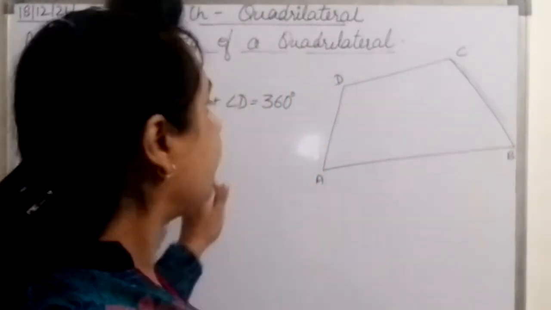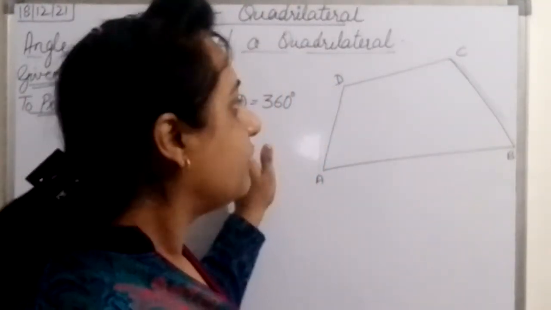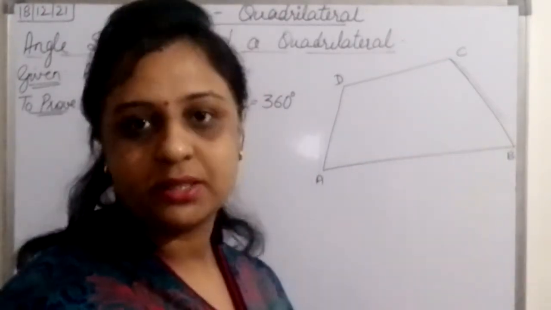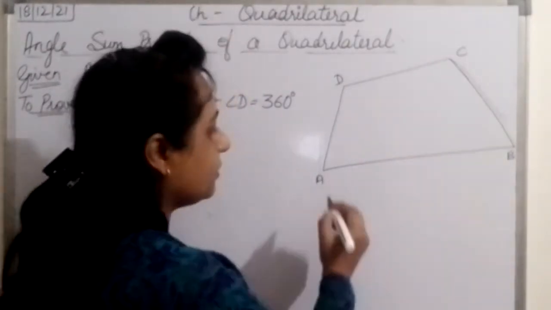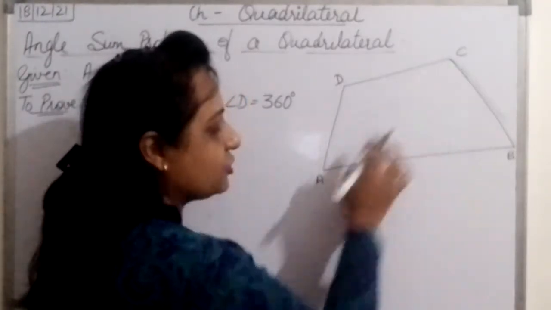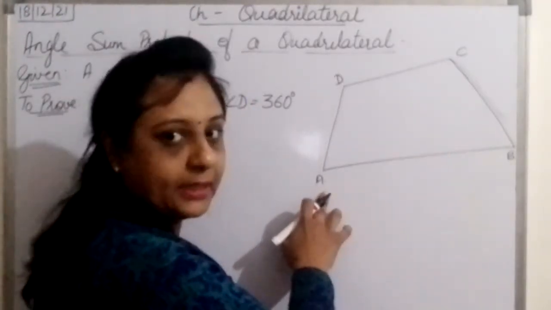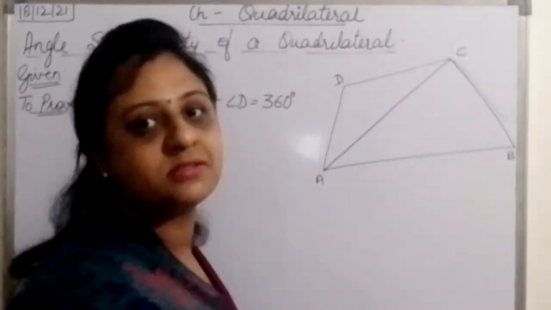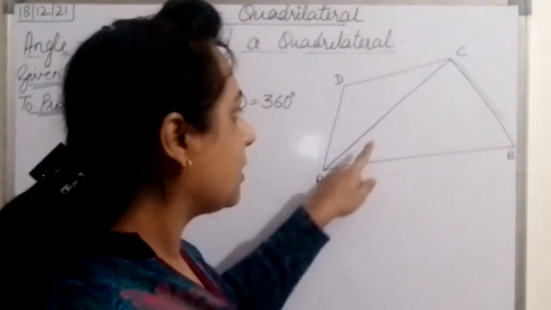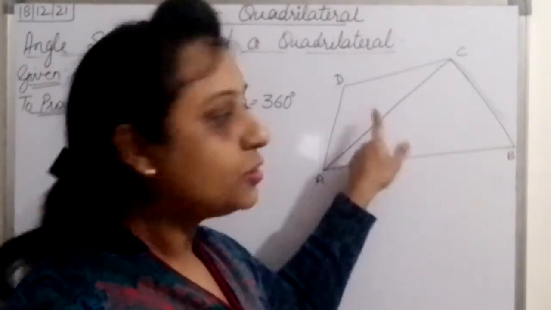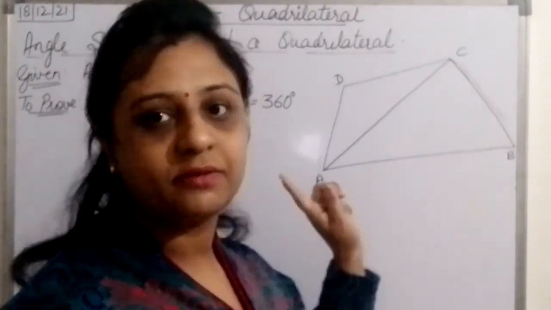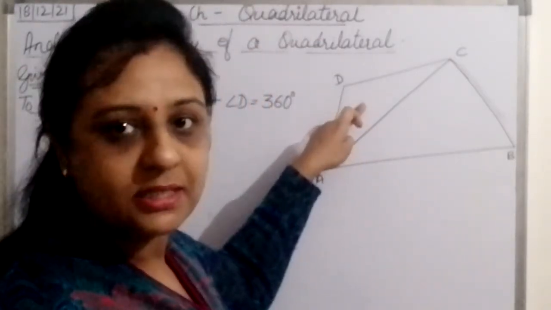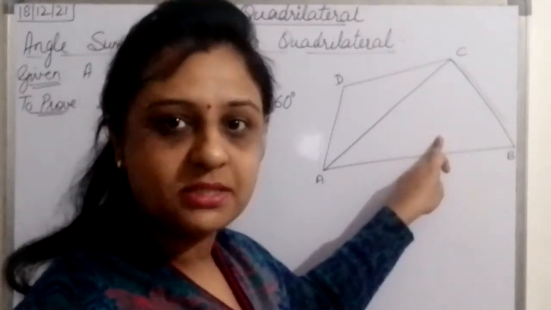Now for proving this, what do we have to do? We have to construct some extra lines in this quadrilateral. I will join A with C. That means I am drawing this diagonal of the quadrilateral. This diagonal divides the quadrilateral into two different triangles. One is this triangle ADC and another is this triangle ABC.